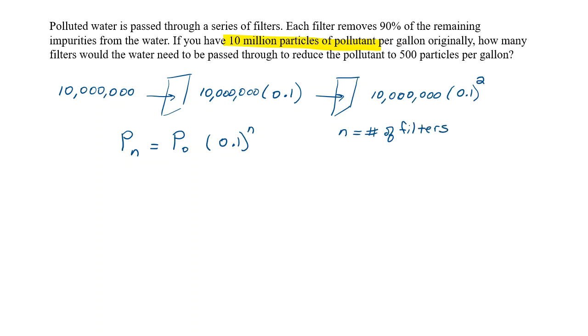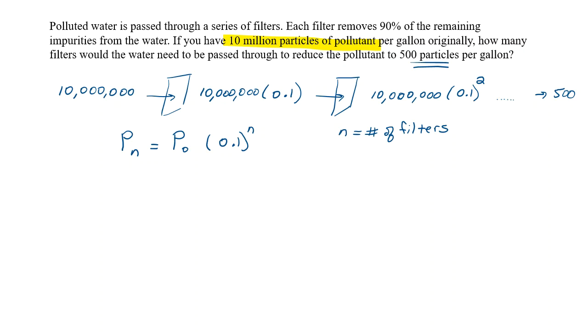All right, so we want to figure out how many filters it's going to have to go through until we only have 500 particles per gallon left. So we are solving for n, the number of filters.